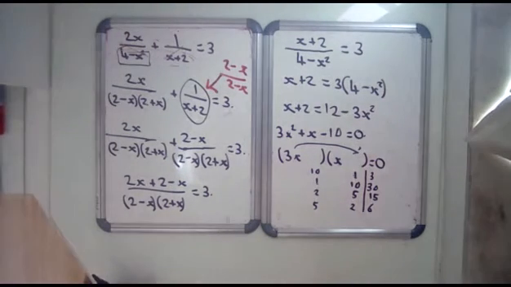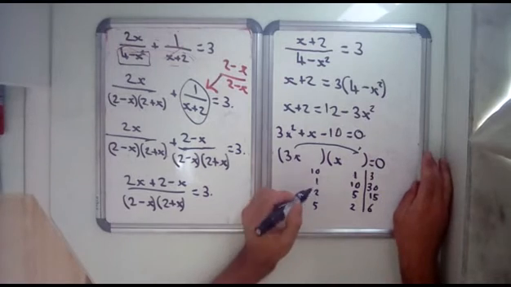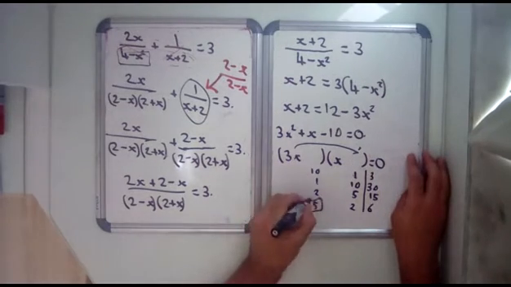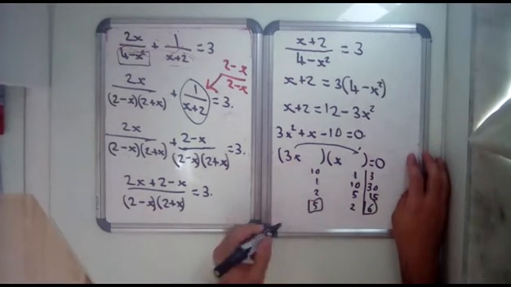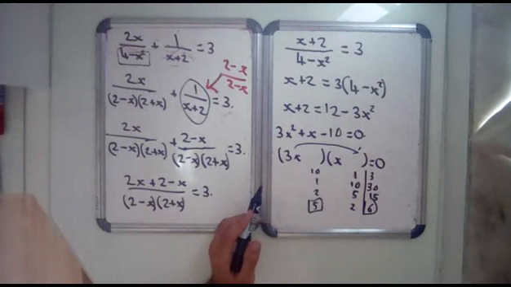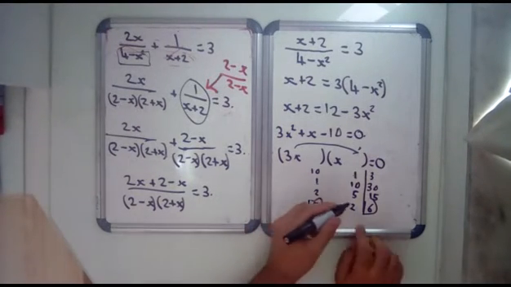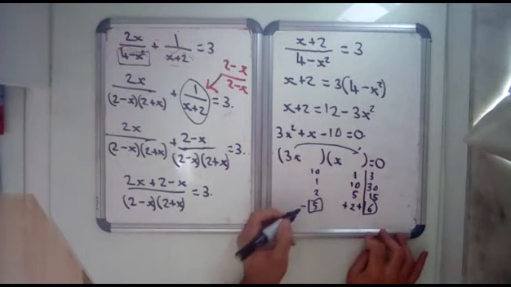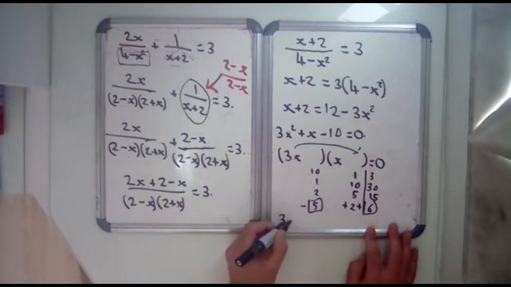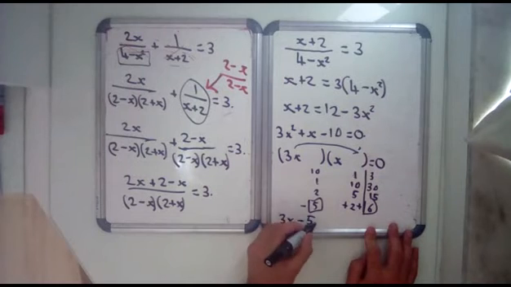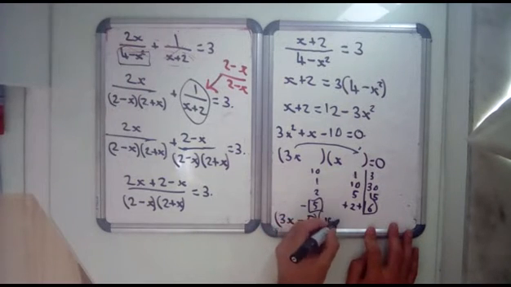Right. So you're looking for the combination that makes 1 when you add. Well, that's the 5 and the 6, which actually means 5 and 2. If you're looking at the signs, you want the 6 to be positive, which means the 2 is positive, and you want the 5 to be negative. So we're going to end up with (3x minus 5)(x plus 2) equals 0, right?